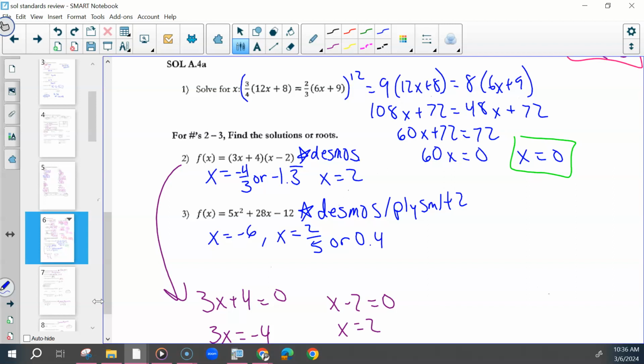So, number 1, x equals 0. Number 2 and 3, even though you don't know how to solve this, you should know that solutions and roots are the same thing as x-intercepts. So if you were to put that into Desmos and graph it, you could find the x-intercepts. So you could write it like this, or as ordered pairs, or x curly brackets, -4/3 and 2. And number 3, x equals -6 and 2/5. Once you finish that, go on to the next page.